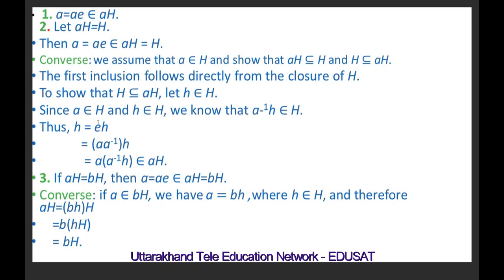e is the identity element and e is equal to a a inverse, so h is equal to a a inverse h, and by associativity we may write it as a into a inverse h, and this belongs to aH because a is the element of G, given group, and a inverse h is the element of H. Therefore, a into a inverse h belongs to aH.